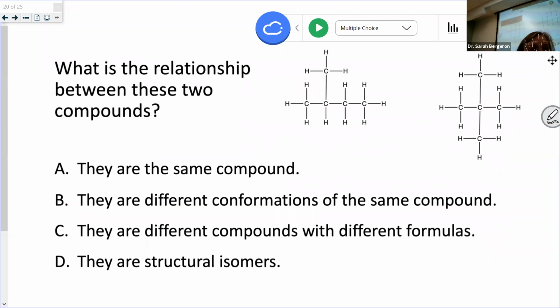All right, now we have two different compounds. What is the relationship between these two compounds? And I have to apply what we just talked about.